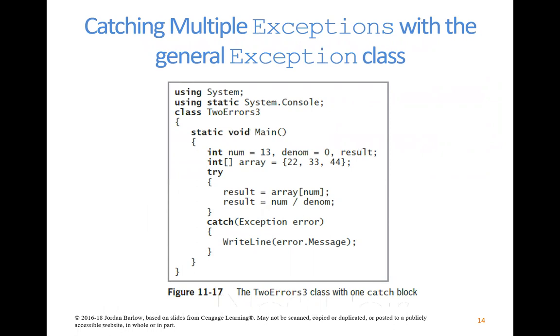Okay, it is possible, but strongly discouraged, to use just the general exception class to catch any type of error. Now, I showed you how to catch specific types of errors like index out of range exception, format exception. If in your catch statement you just type exception, then that catches any type of exception that you might face. So here in this same example, whether it's the index out of range or the divide by 0 error, no matter what happens, it will always jump to this single catch block.